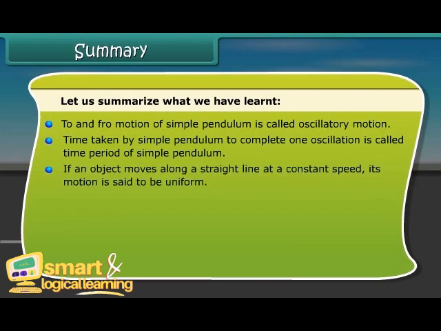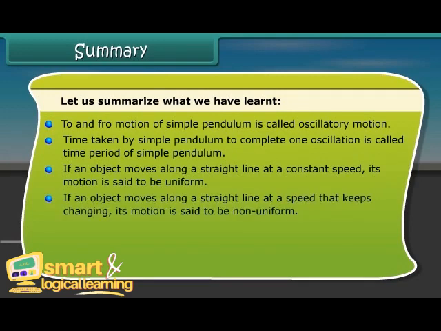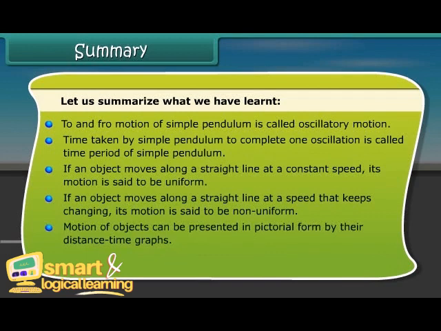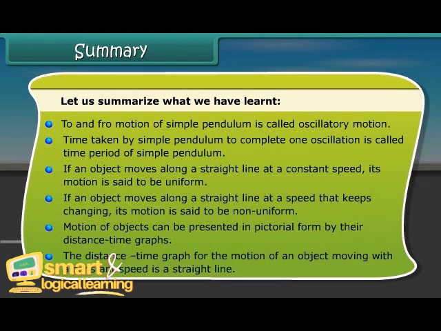If an object moves along a straight line at a constant speed, its motion is said to be uniform. If an object moves along a straight line at a speed that keeps changing, its motion is said to be non-uniform. Motion of objects can be presented in pictorial form by their distance-time graph. The distance-time graph for the motion of an object moving with constant speed is a straight line.